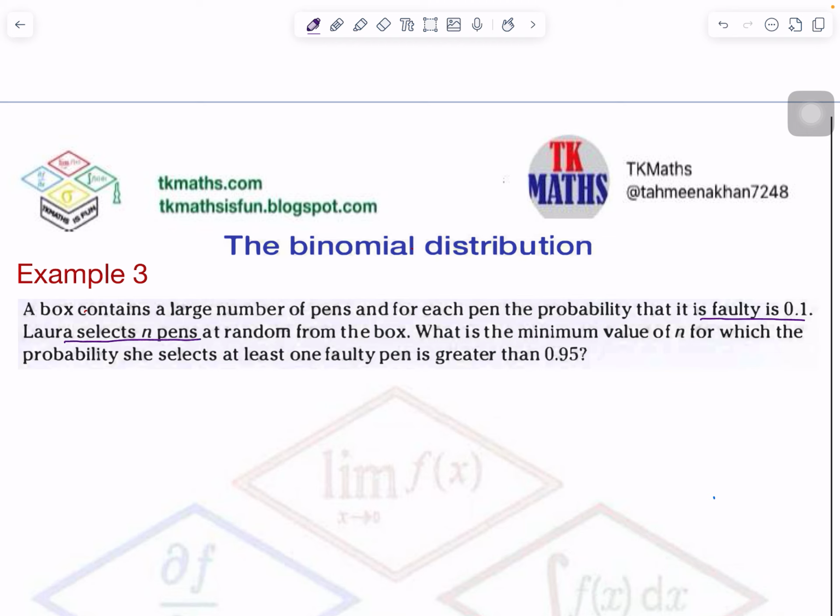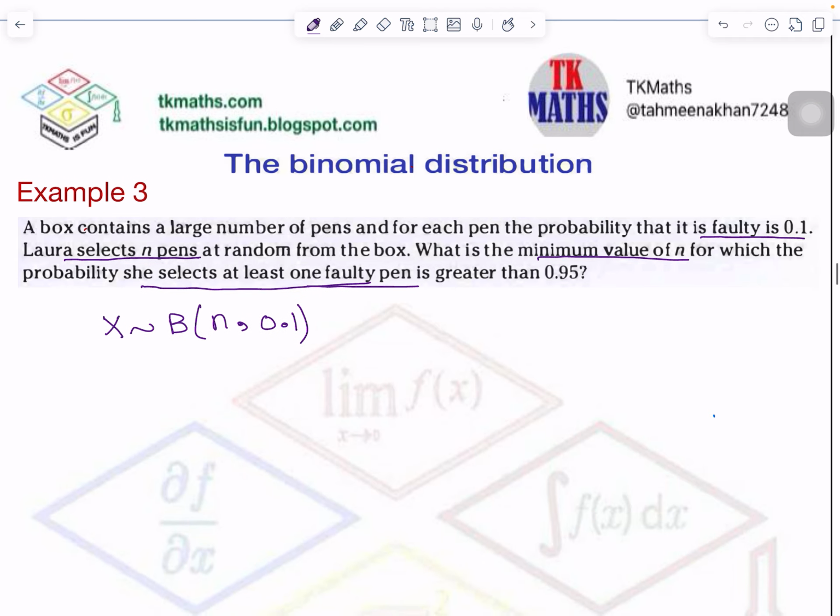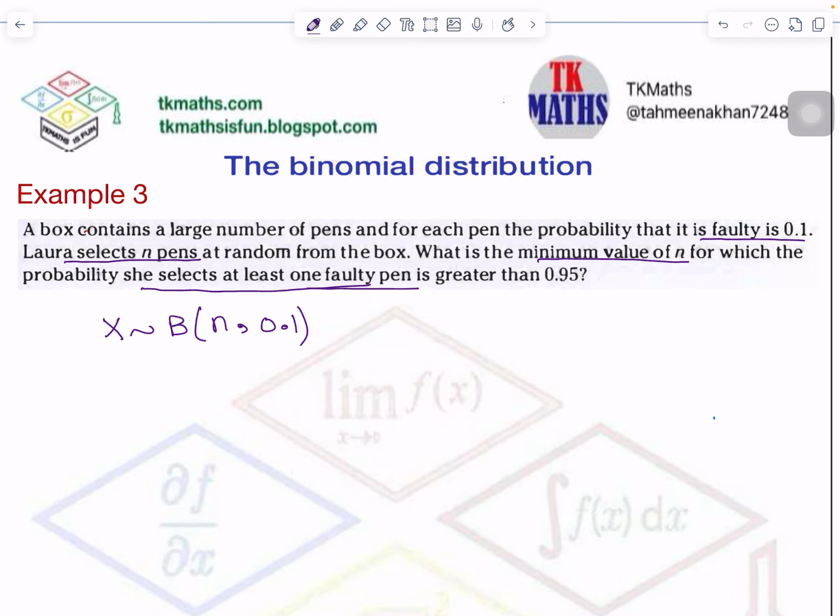Laura selects n pens at random from the box. What is the minimum value of n for which the probability she selects at least one faulty pen is greater than 0.95? So first of all, we have to read this question again and put it in the mathematical form. Let me write down the distribution first. Faulty pen is 0.1, because they are talking in the context of faulty pen, so that is my probability of success.